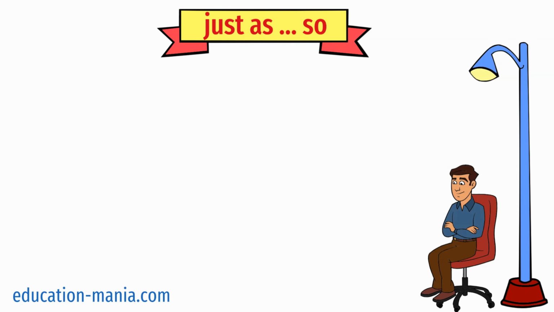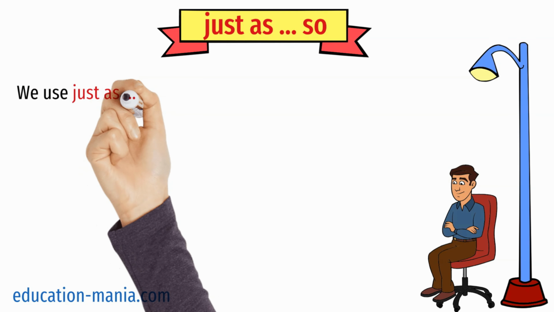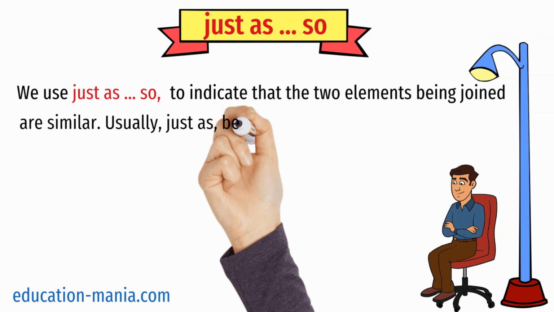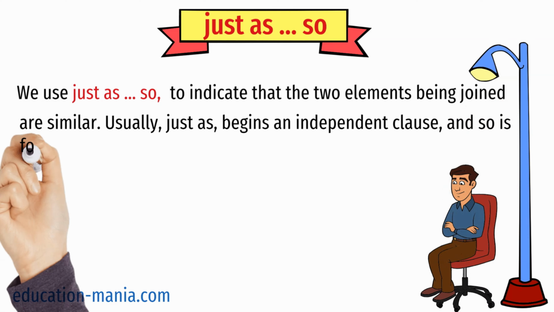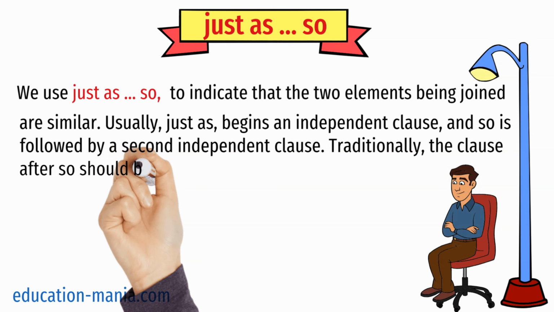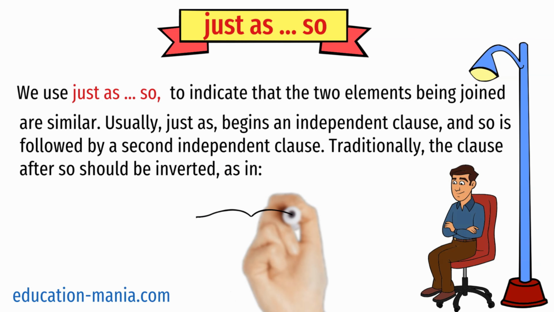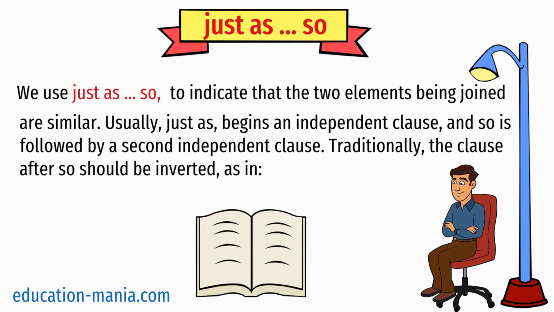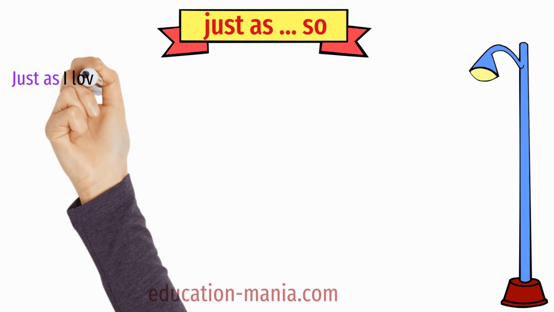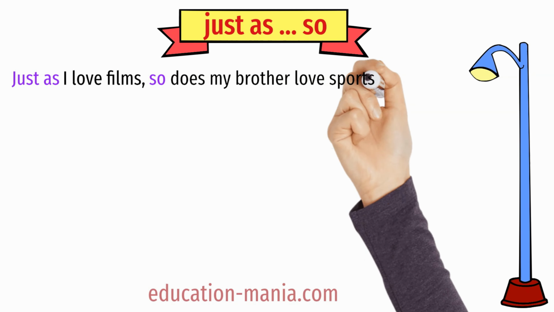Just as, so. We use just as, so to indicate that the two elements being joined are similar. Usually, just as begins an independent clause, and so is followed by a second independent clause. Traditionally, the clause after so should be inverted, as in: just as I love films, so does my brother love sports.